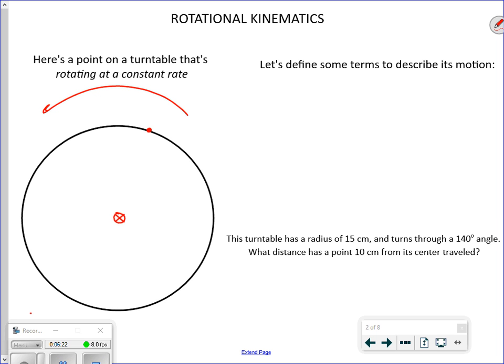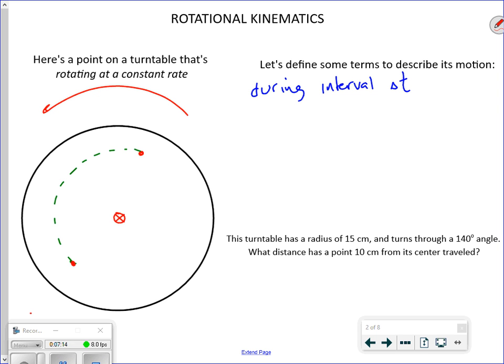Now, talking about this point, let's define some terms to describe its motion. During an interval delta t, and time is just the same as it's always been, during some amount of time, what will this object do? Let's move the object to here, a little more arbitrarily than saying it's on the edge of this turntable. So this is a solid disk. During some amount of time, this object might move from here, say, to here.